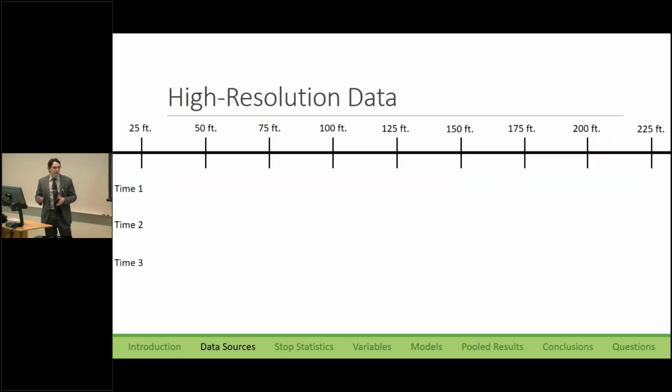High resolution data, the newer data set, is GPS data. So as buses travel, they leave an archive of where they were and what time it was. And in this case, that is every 5 seconds. And for that 5-second data, we can look at that and gain understanding of what's happening between stops.